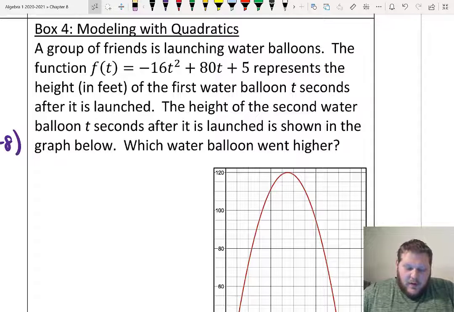The height of the second water balloon, t seconds after it's launched, is shown in the graph below. Which water balloon went higher?